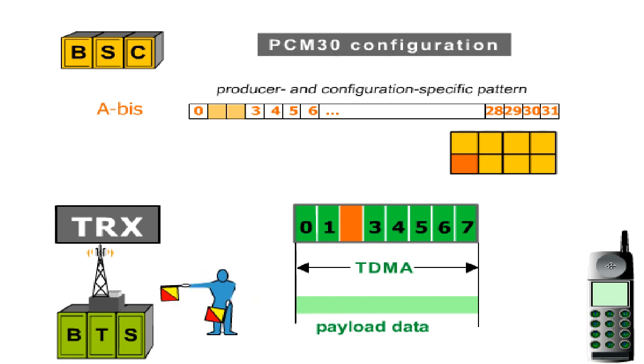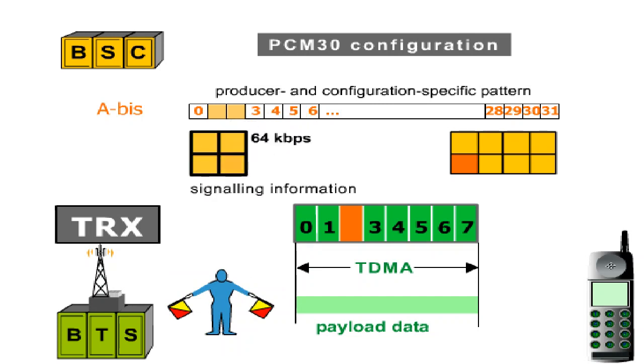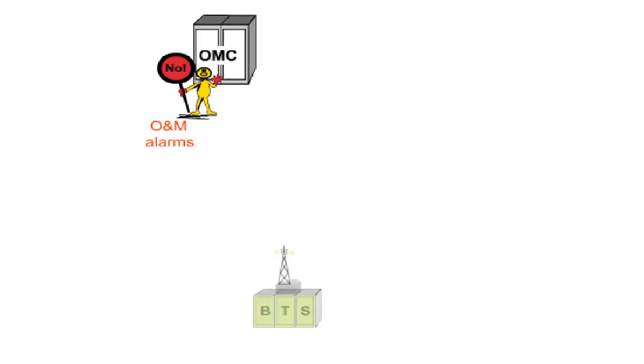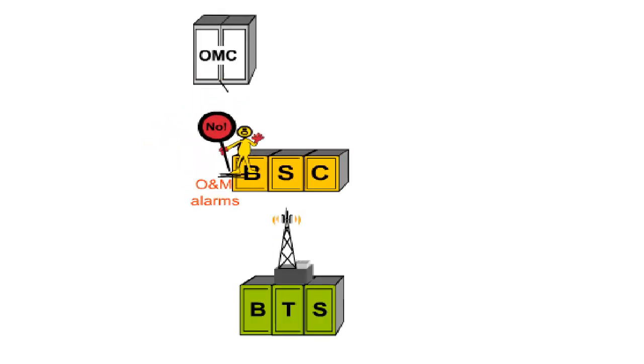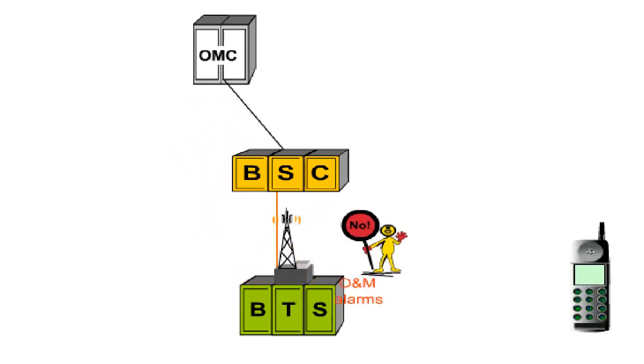According to a fixed producer and configuration-specific pattern, the signalling information is carried in specific A-bis time slots of 64 kilobits per second each, or in 16 kilobit per second sub-time slots, to at least one TRX per cell, where it uses time slot 0 to be transmitted over the air interface. Special time slots carry the O&M alarm traffic between the OMC and the BTS over the BSC. The information is, of course, not transmitted over the air interface.